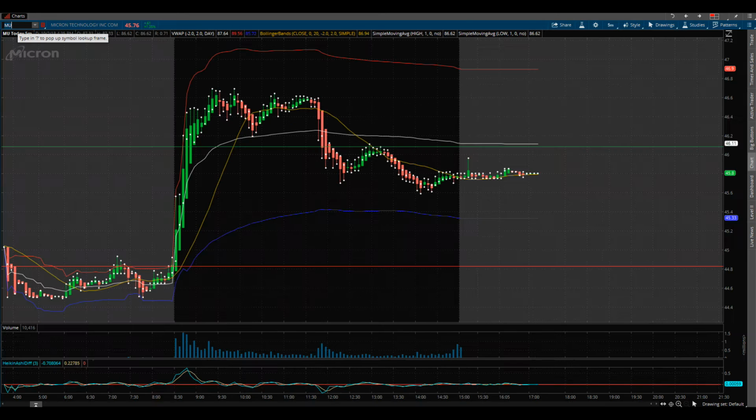Let's look at the MU real quick for the day, because I want to look at the VWAP. This is a much better example of what's going on with VWAP. So you can see we have an entry right here, come down, get stopped out. We have another entry right here, comes down, touches VWAP. That's our exit. VWAP's our exit.